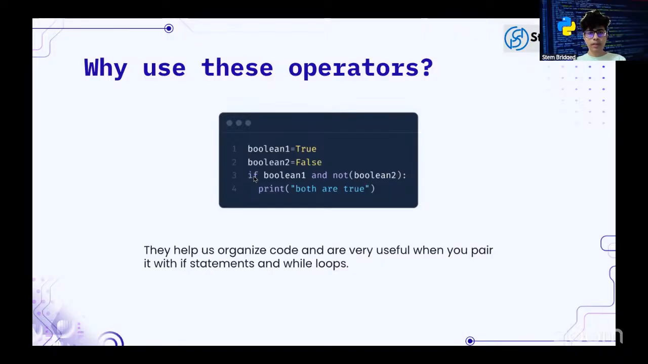So over here in this example, Boolean 1 is set to true and Boolean 2 is set to false. If Boolean 1, which is true, and not Boolean 2, which is false, it's going to print both are true. Since Boolean 2 is false, the not operator will turn this into true, and Boolean 1 is true, so true and true, and then it will run the body of the if statement, which is line 4. So you'll get both are true printed in the console.